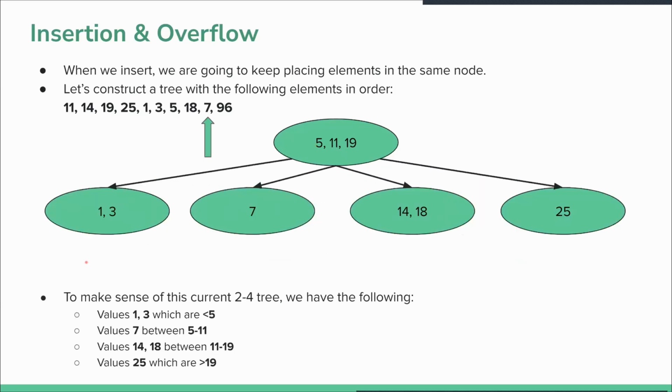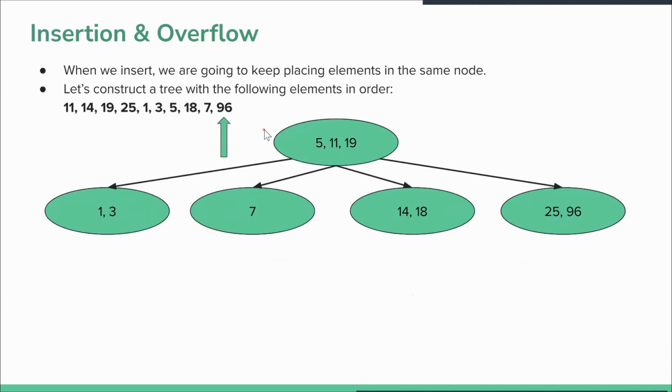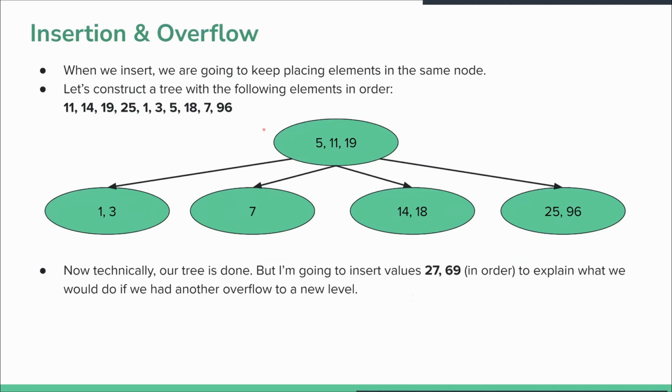And so we're going to create our 4th node, which makes this a successful 4 node. A 4 node, as I said before, is denoted by the number of children, 4. We're going to insert 96, and technically we're done at this point. I would just like to insert some more values in order. I'm going to insert 2 at a time.